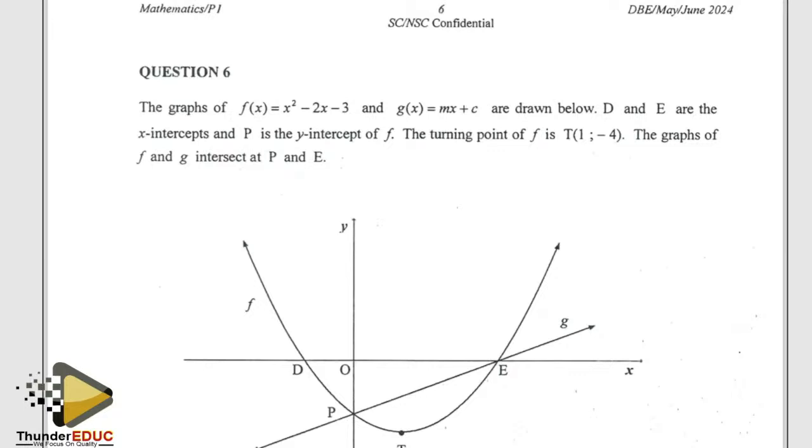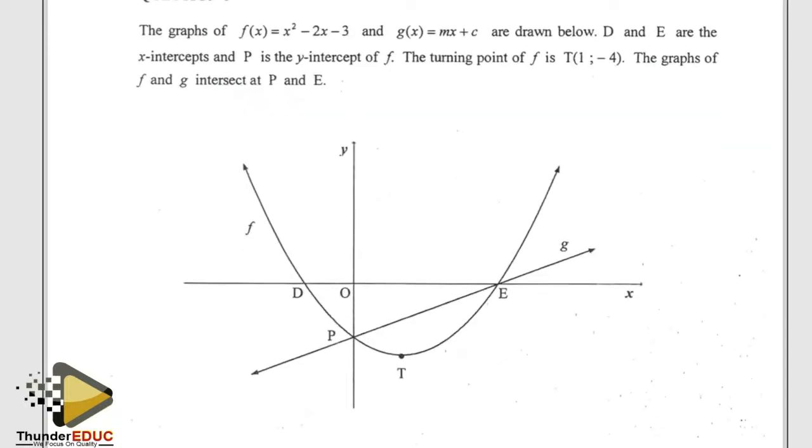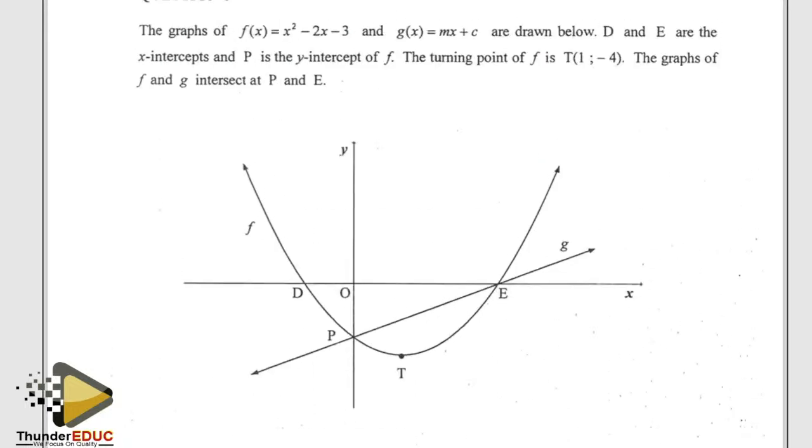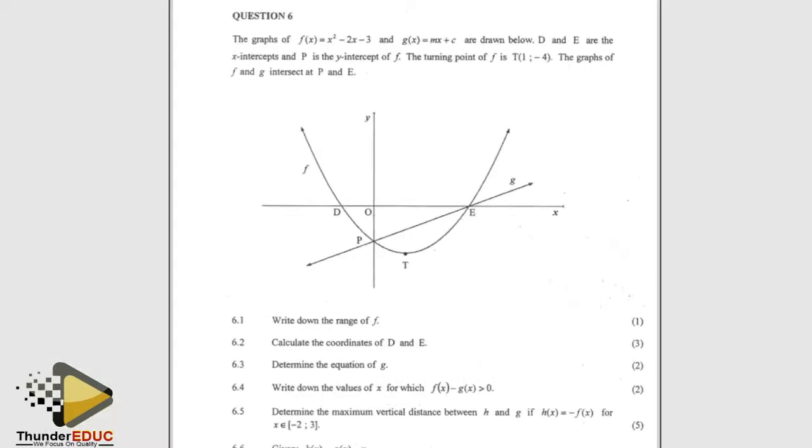Then we move on to question number 6, probably the last aspect of the functions. The graphs of f, which is a parabola, and a straight line, mx plus c, are drawn. D and E are the x-intercepts, and P is the y-intercept of f. The turning point is T. So this did not write it for us.